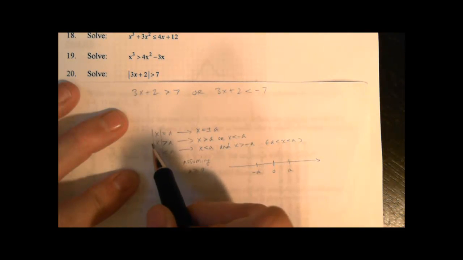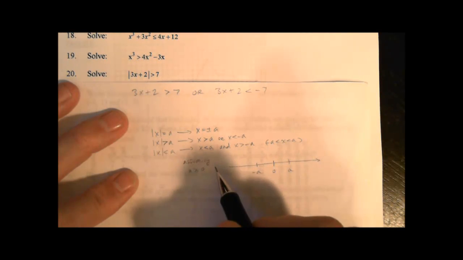Right? If the absolute value of x is precisely equal to a, the distance it is from 0 is exactly a, it must land here or here. If the size of x, the distance to the origin, is more than a, it must be to the right of this, or equivalently to the left of this. And finally, if the absolute value of x is less than a, then its distance to the origin is less than a, it must be within a units of the origin.